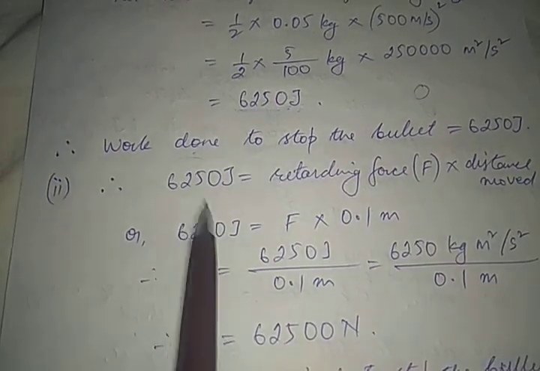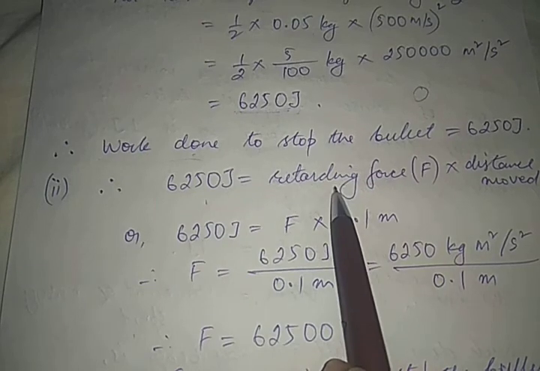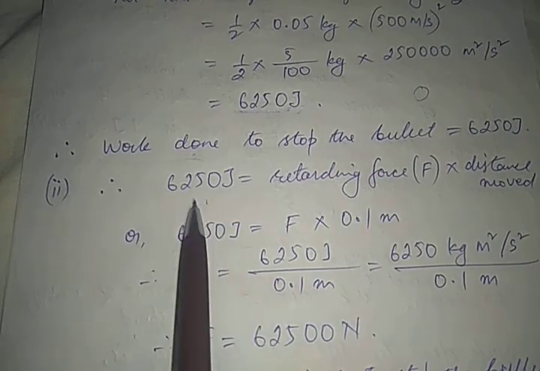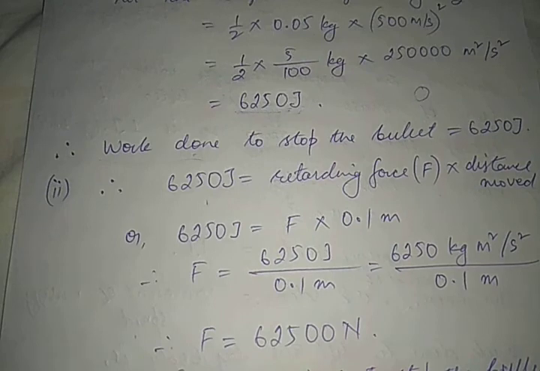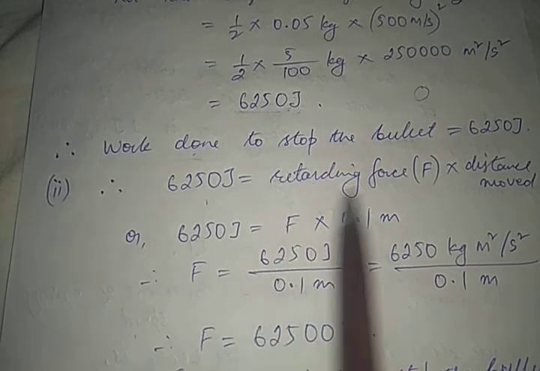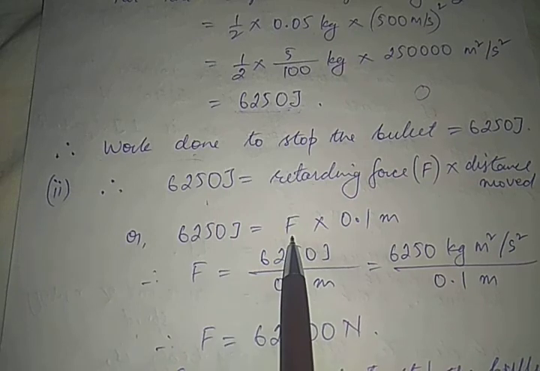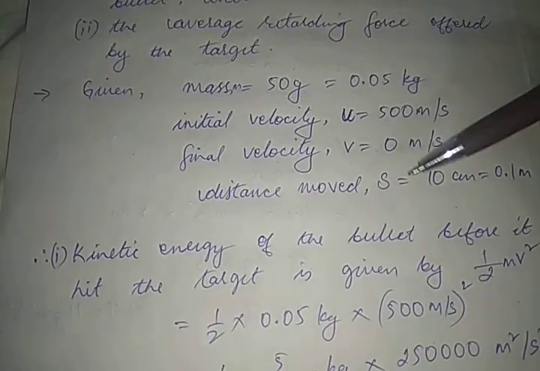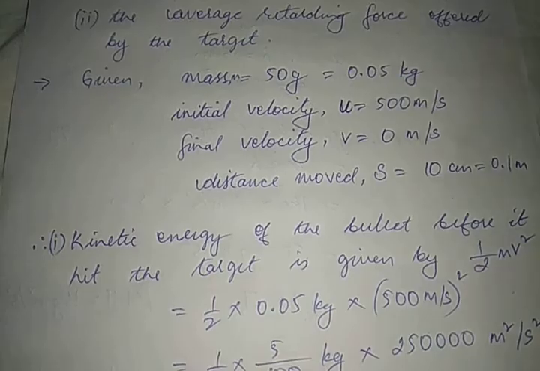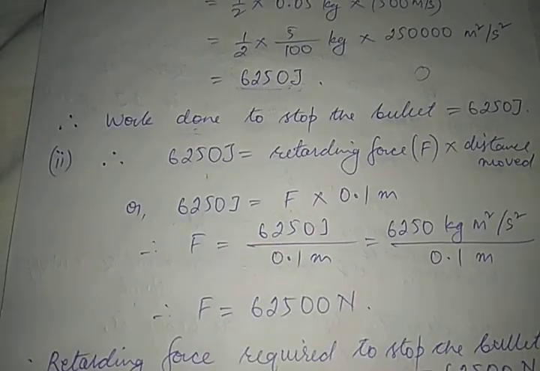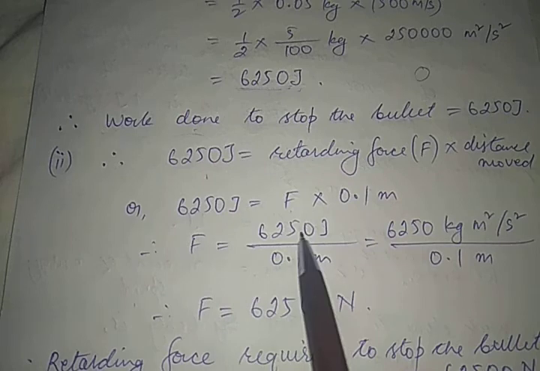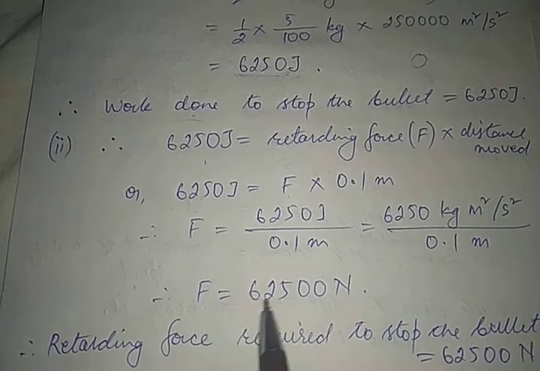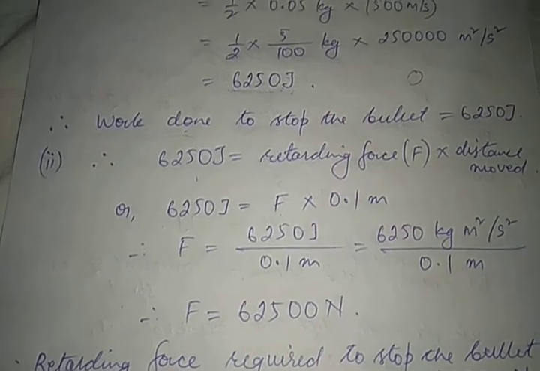Therefore this amount of work done has to be equal to retarding force into the distance moved, because work done is force into displacement. So 6250 joules is retarding force, we are calling it F, which we are required to find, into distance moved, which is 0.1 meters, because the question says distance moved is 10 centimeters, which is 0.1 meter. So therefore force will be how much? You do the math: 6250 joules divided by 0.1 meters. The retarding force comes out to be 6500 Newton.